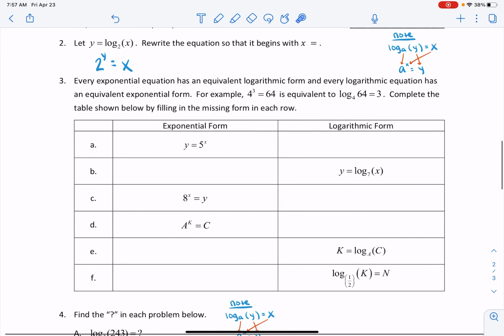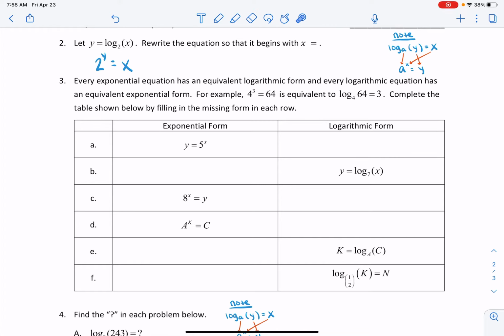Okay, so now number 3 wants us to do something similar to what we did in the notes. It says every exponential equation has an equivalent logarithmic form and every logarithmic equation has an equivalent exponential form. So it gives you an example here, 4 to the third power equals 64, and then it shows you what that's equivalent to. So you can use this to help see the pattern, where to move all the pieces, but you can also use this note here with just the variables, the letters, to help you. So it wants you to complete this table.